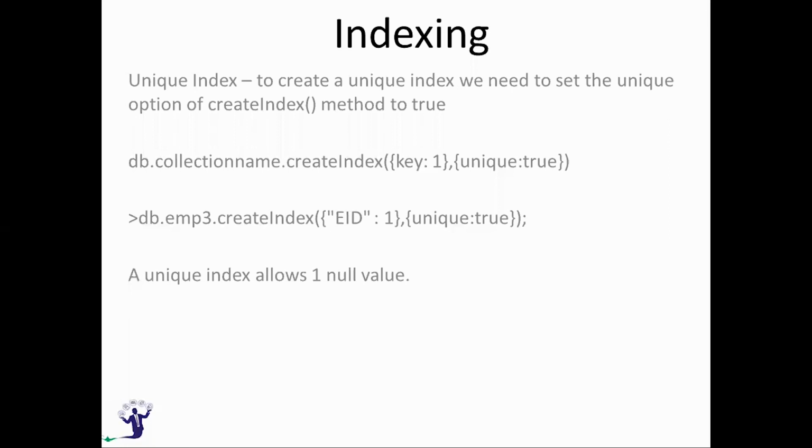Now, as in SQL, a unique index allows one null value. Multiple nulls are not allowed. So now you can have only one roll number without any value. You can leave roll number blank only once.